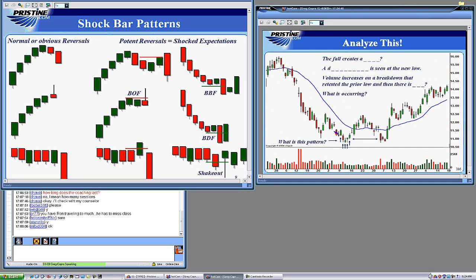This fall creates a void. Rapid price movement creates a price void. We have a divergence at the low.